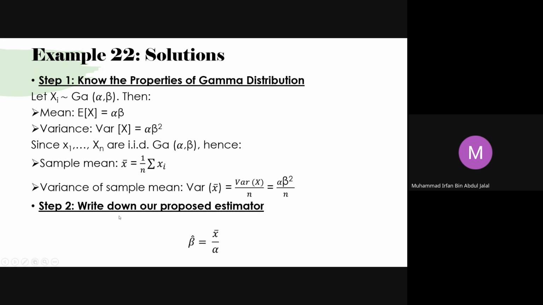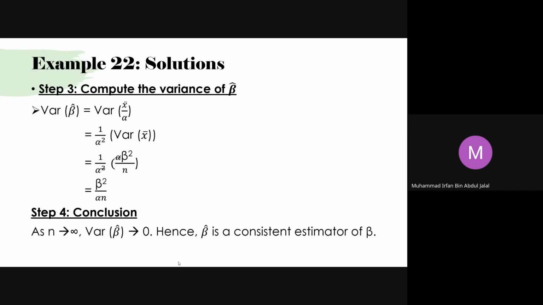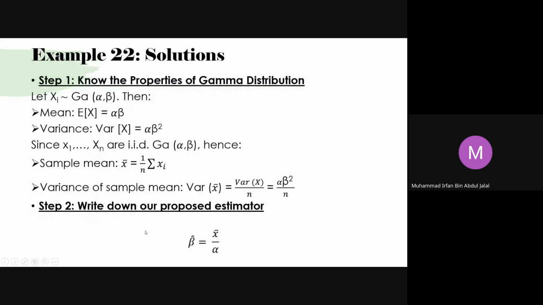So we write down our proposed estimator, which is this one for beta. Now we try to compute the variance of beta hat and want to show whether, as the sample size grows larger, the variance of beta hat will be reduced and approach zero or not. So the variance of beta hat here is similar to the variance of X bar divided by alpha, because this is our proposed estimator for beta.